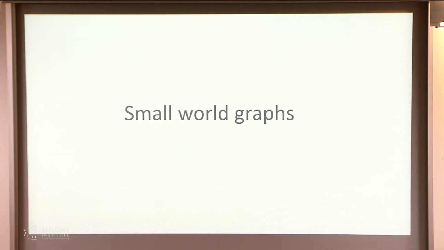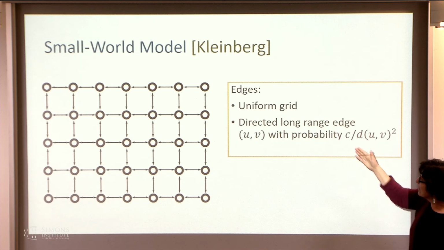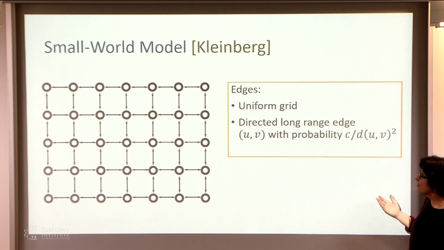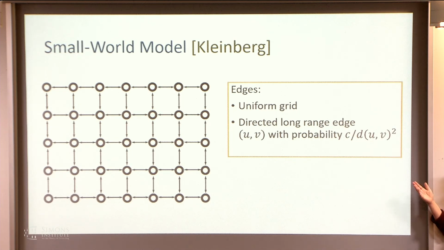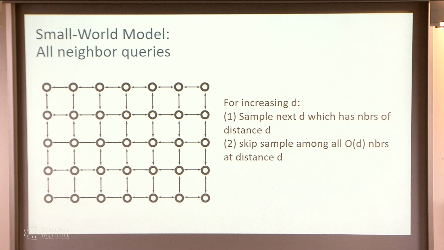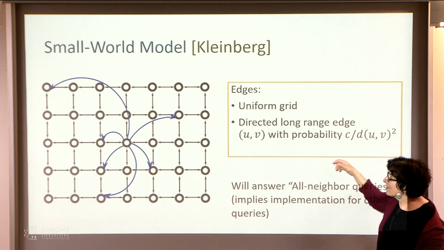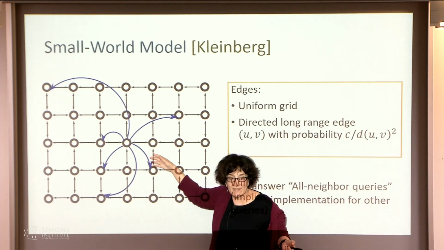Another thing one can look at is small world graphs. This is the model of Kleinberg, where you start with the grid, and then you add some directed long-range edges with probability c over the distance squared. And what we're going to answer here, this is going to be a constant degree graph. So we'll answer all neighbor queries, which implies implementation for all the other queries we talked about. And here, the issue is for most distances d, you don't have these long-range edges.